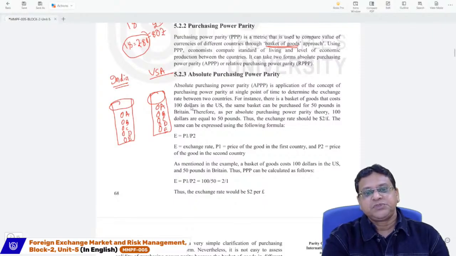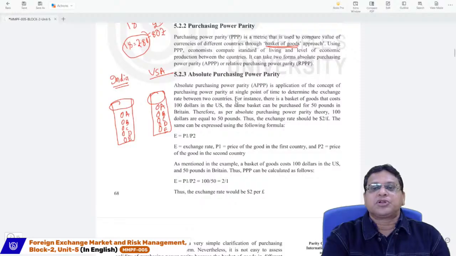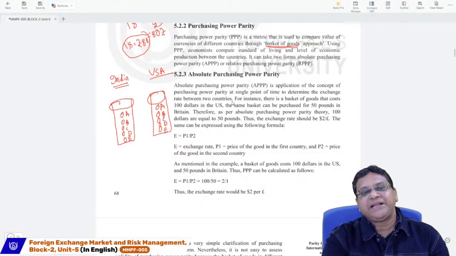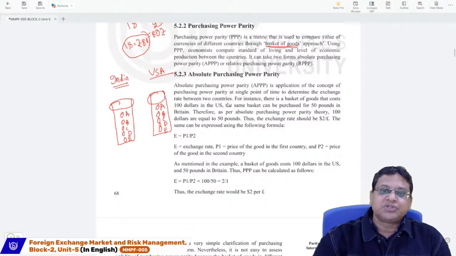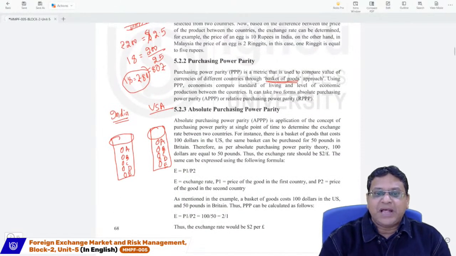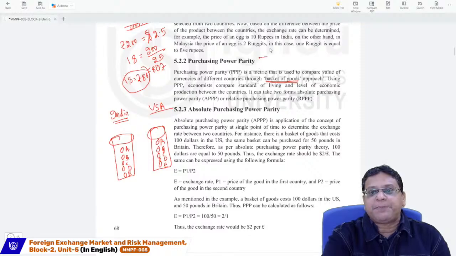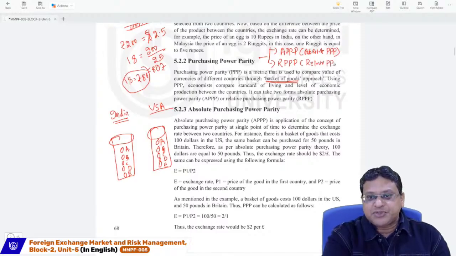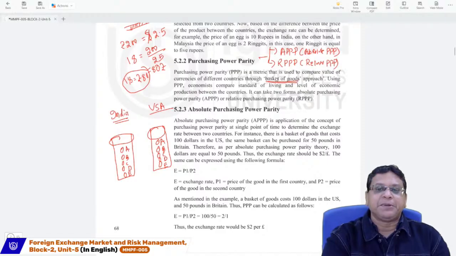be the same. So there are two versions of purchasing power parity, or PPP theory. What are the two versions? One version is known as absolute purchasing power parity theory, which is denoted as APPP, absolute PPP. Another version is relative purchasing power parity theory, RPPP, relative PPP. So we will discuss what is absolute PPP and what is relative PPP.